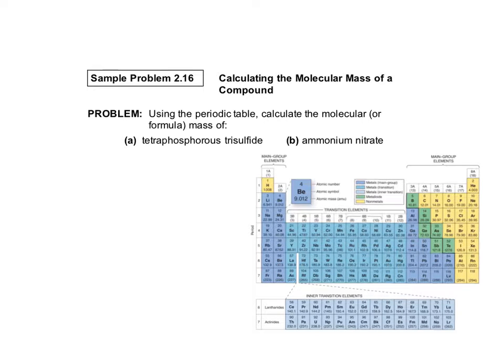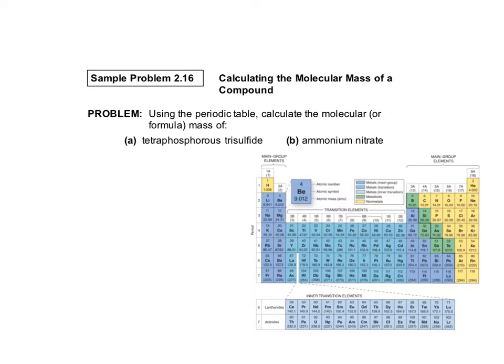Sample problem 2.16 wants us to use the periodic table to calculate the molecular mass of a couple of things here. So, the first thing to point out is where the molecular mass is located, right? And so, for instance, let's look at hydrogen. That number right there below hydrogen, 1.008, that's the molecular mass. And the units here on the periodic table are AMU, atomic mass units. So that's where we're going to find those numbers at.